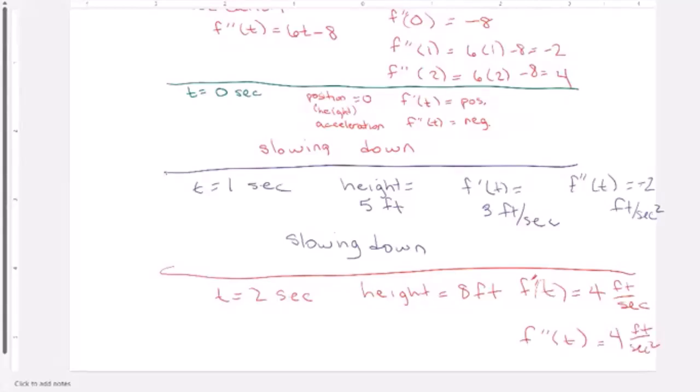So I'm 8 feet high. I'm going in the positive direction, 4 feet per second, and I'm accelerating in that same direction. So here I'm speeding up, because my velocity and my acceleration being in the same direction speeds me up.